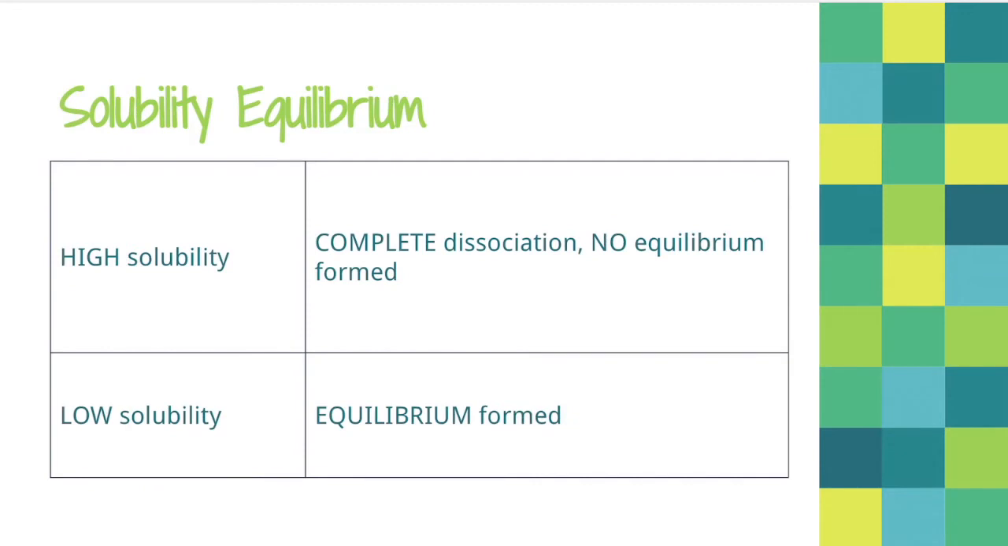So what does this have to do with solubility? Well, if you have a compound that is highly soluble, then when you dissolve that compound in water, it will completely dissociate into its ions and no equilibrium is formed. But when you have one of these compounds that has low solubility, an equilibrium is formed. And so we can write an equilibrium expression for it, we can figure out an equilibrium constant for it, and we can do various calculations.